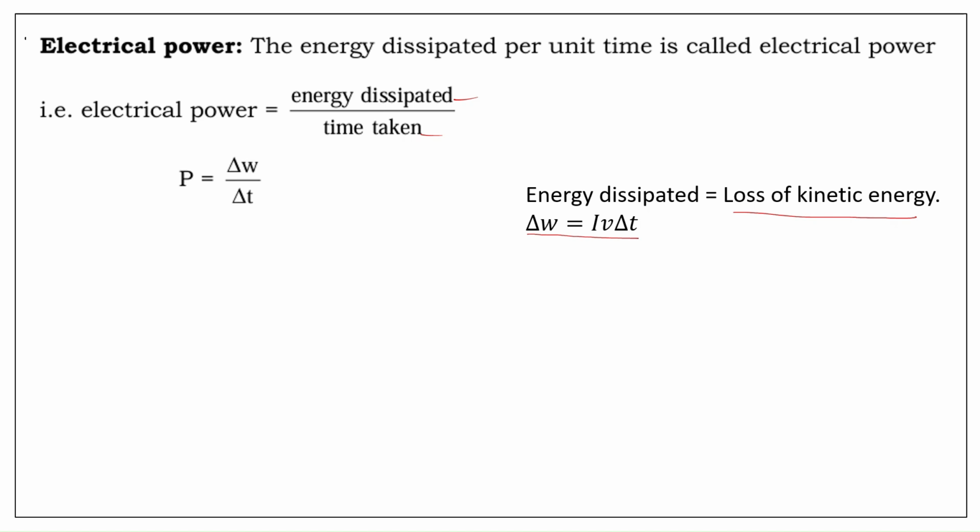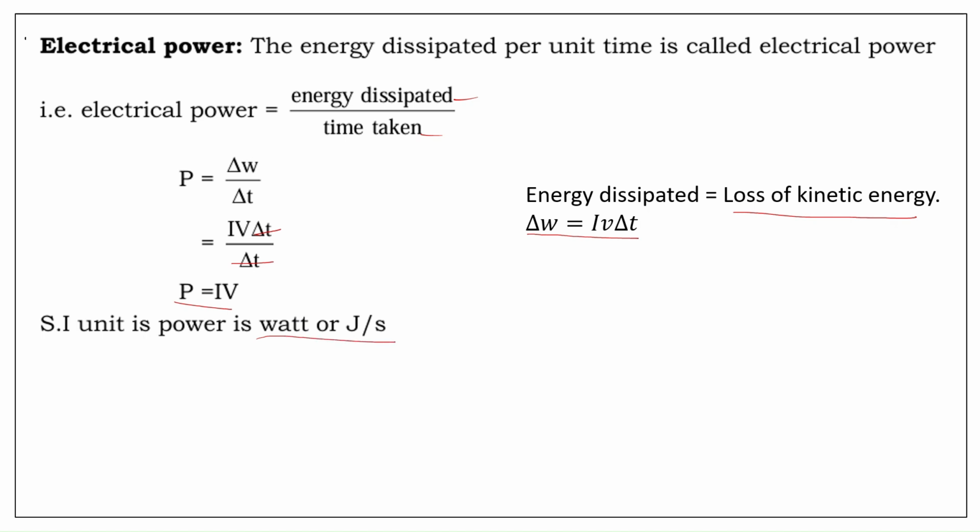Now substituting, we get P is equal to delta W by delta T. That is equal to I V delta T by delta T. Both numerator and denominator delta T get cancelled. We get P is equal to IV. SI unit of power is watt or joules per second.